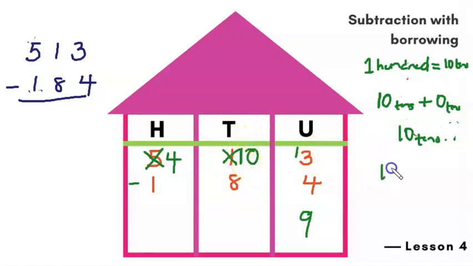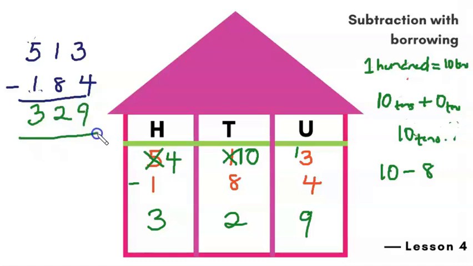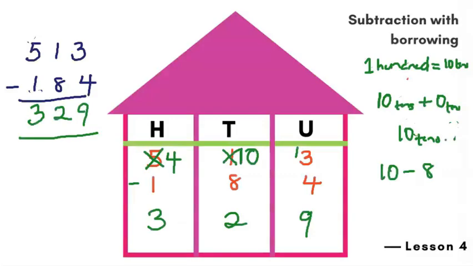So now I can take 8 away from 10. If I take 8 away from 10, how many tens do I have left? I have 2 tens left. And then I come to the hundreds place. I take away 1 from 4. And then I have 3. So 513 minus 184 is actually 300, 2 tens, and 9 units. 329. Right?